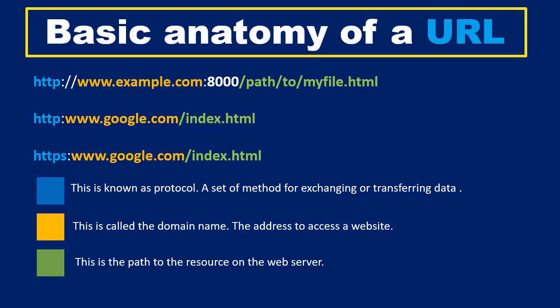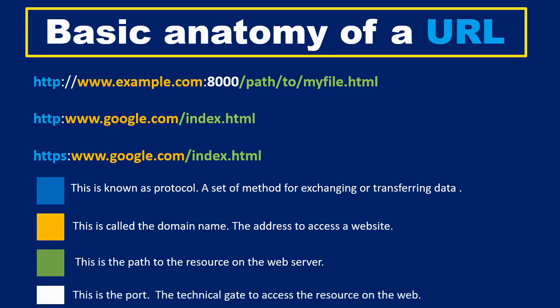And finally, the white area here, which is this one here, you would not normally use that when you're trying to access resources. For example, if you go into facebook.com or any other relevant website, you would not type in this area here. This is a port number. It's known as the port number. Usually it is the technical gate to access the resource on the web. It's usually more useful in a development stage. So when you're developing an application, it acts as a technical gate used to access the resources on the web server. It is usually omitted if the web server uses the standard ports of the HTTP protocol.